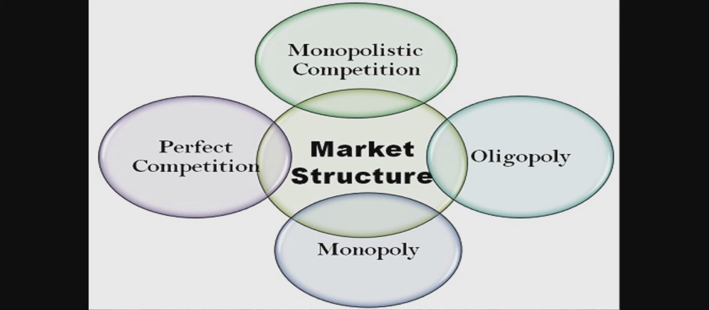So these are the 4 market structures we got here. Starting from this side here, we got perfect competition, monopolistic competition, oligopoly, and monopoly. These two here are one extreme to another. So monopoly is, let's just say, on the far right, while perfect competition is on the far left.